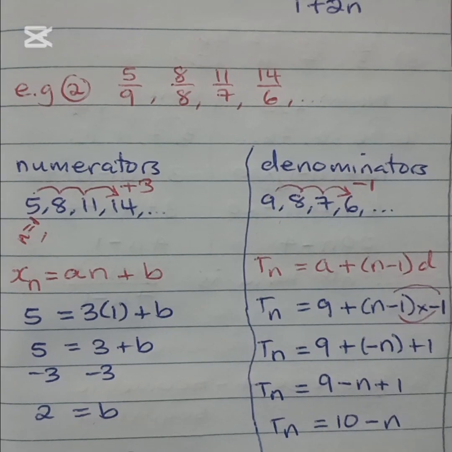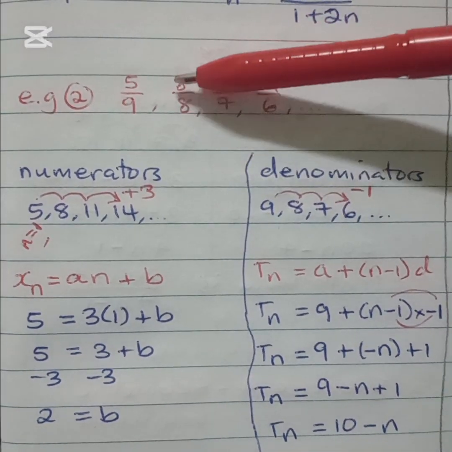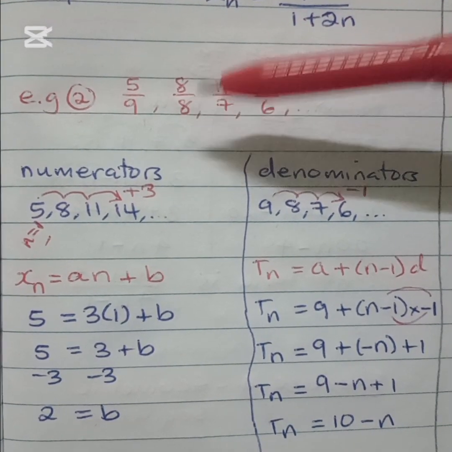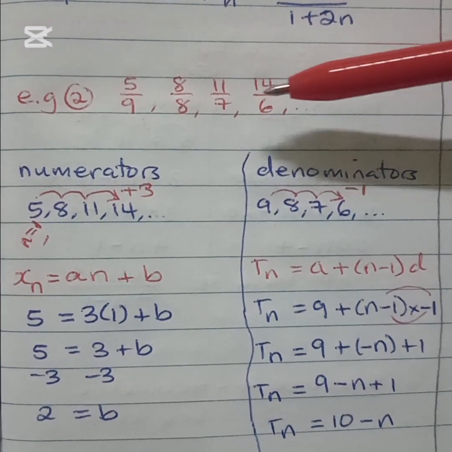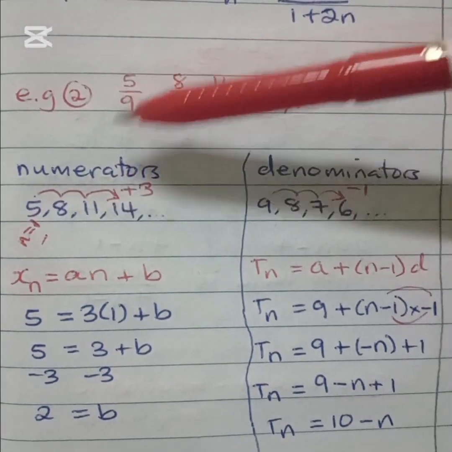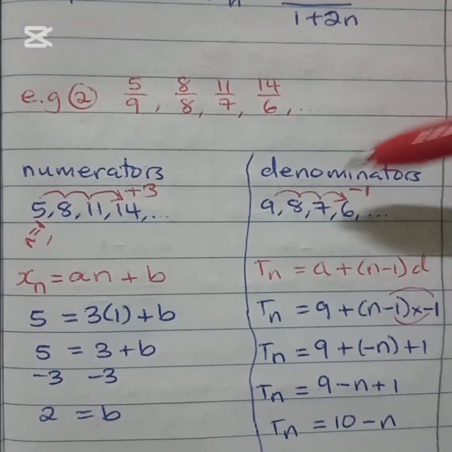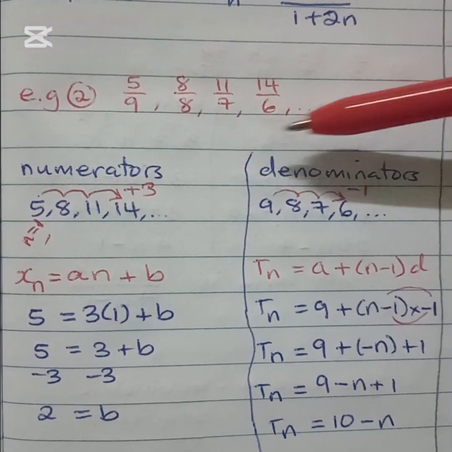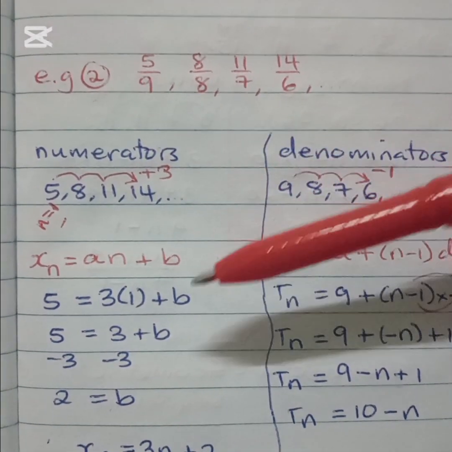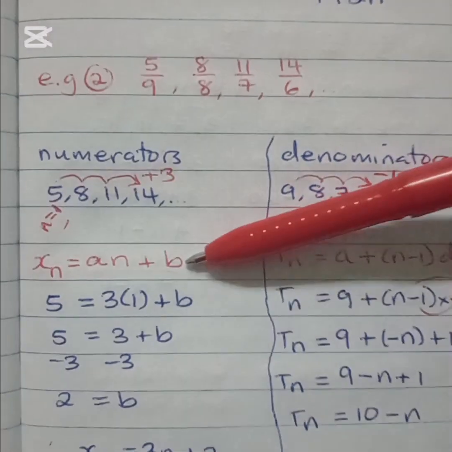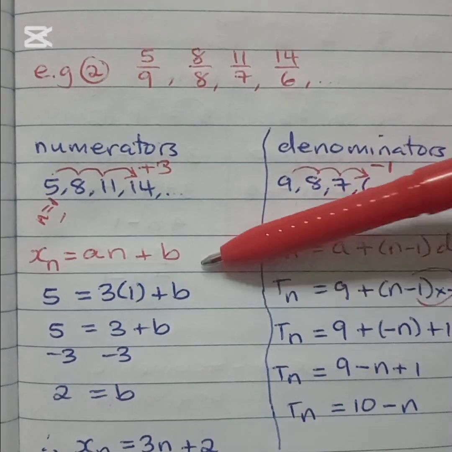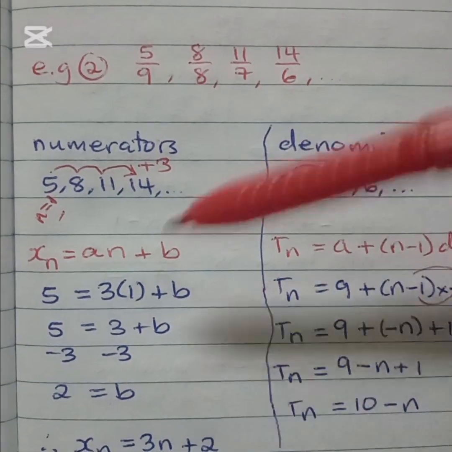Here's the second example. We have another fractional arithmetic sequence made up of 5/9, 8/8, 11/7, and 14/6. Again, we separate the numerators 5, 8, 11, 14, etc., and denominators 9, 8, 7, 6, etc. For the numerators, I am using this method. Take note, you can choose one of them which is more suitable for you or which you feel comfortable with, and you use it. I'm giving you options here.